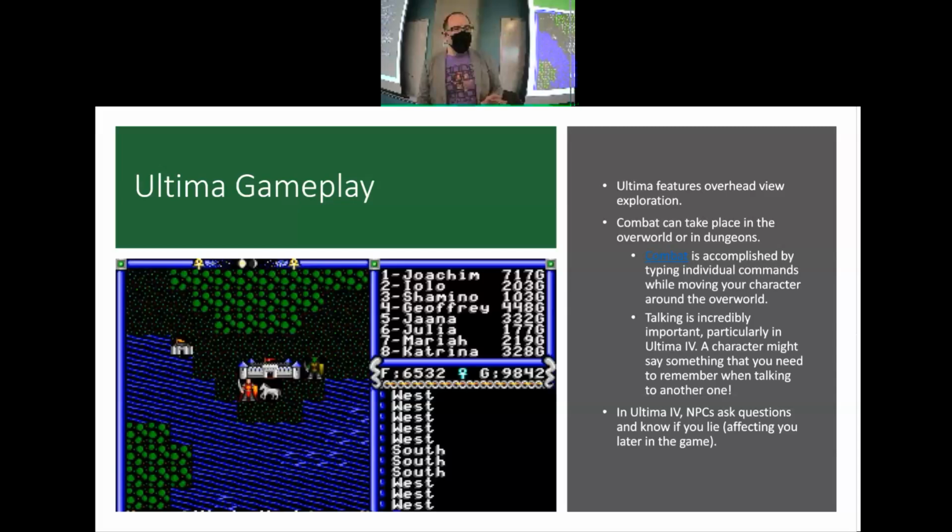And so talking is incredibly important, especially in Ultima 4. So what happens is you come up to an NPC and you actually have conversations and you type things in, and they'll respond differently, and you actually have to coax information out of them. And if you don't, you can't progress in the game. So actually, the conversation system is really important in Ultima 4. And NPCs ask questions and will know if you lie, and that will affect you later, because again, the virtue system of Ultima 4.